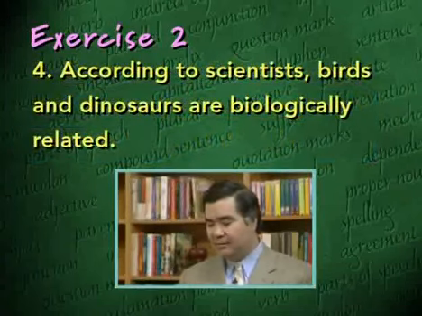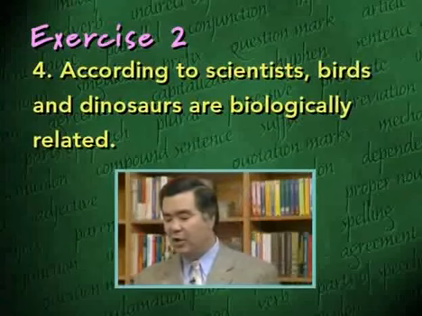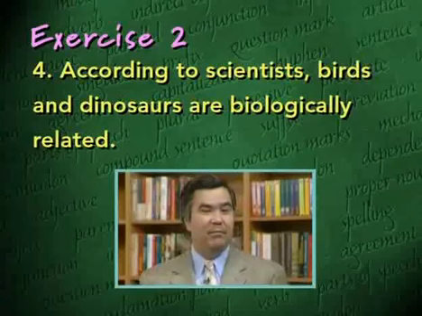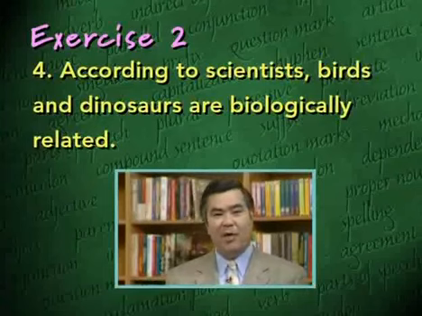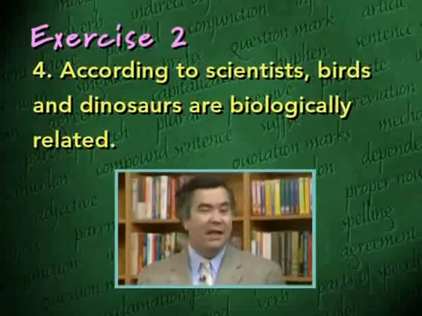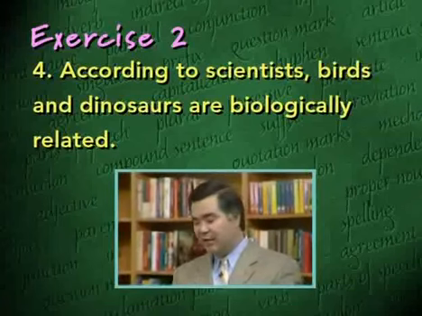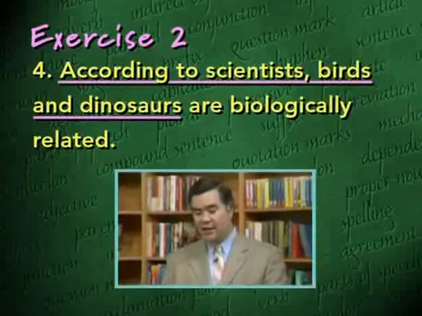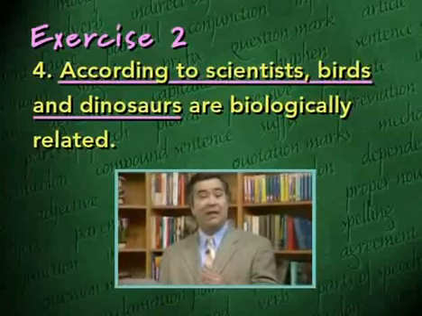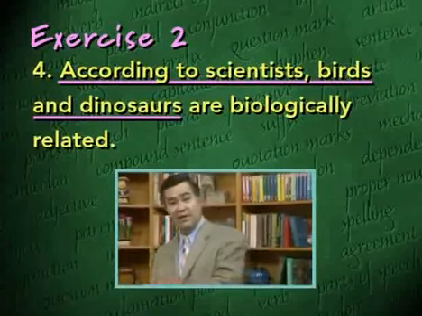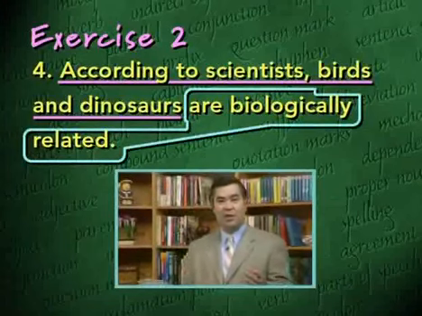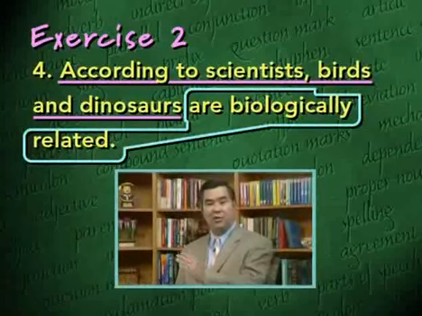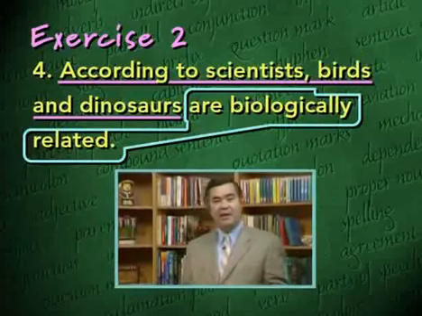Next example. According to scientists, birds and dinosaurs are biologically related. Where would we divide the subject and the predicate in this case? In this sentence, the subject is everything up through the word dinosaurs. So the subject is, according to scientists, birds and dinosaurs. The rest of the sentence is the predicate. It tells us what the subject is or does. Are biologically related. Now let's go back to the subject.